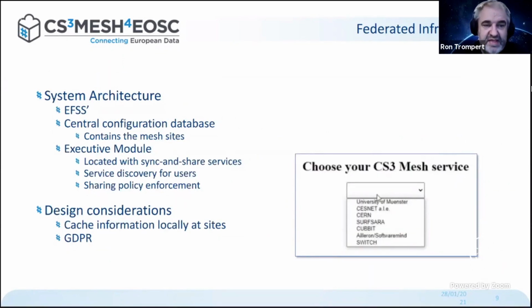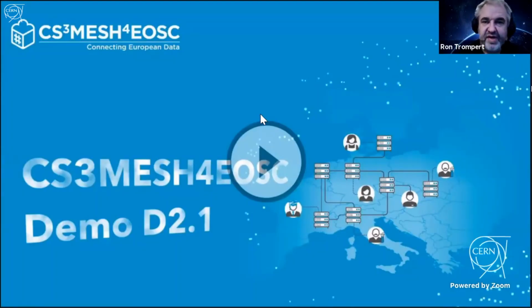Okay, the basic system architecture is, of course, the sync and share services themselves. At the moment we have a very thin central part, which consists mainly of a central configuration database plus a number of monitoring services. This central configuration database has the mesh sites. There's also what we call an executive module that for the moment runs this where-are-you-from service, but what can also be implemented there is all kinds of sharing policy enforcement, so that your own site doesn't allow you to share data with whatever, or does. Basically the whole design consideration is to cache information, especially personal data, locally at sites to make everything GDPR compliant. And now I will move over to the video.